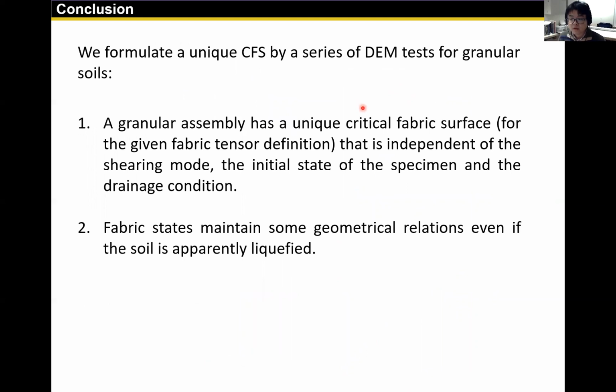So now we have the conclusions. The first is that a granular assembly has a unique critical fabric surface that is independent of the shearing mode, the initial state of the specimen, and the drainage condition. In this case, our fabric tensor definition is a contact-based fabric tensor and is non-normalized. And the second conclusion is that fabric states maintain some geometrical relations, even if the soil is apparently liquefied.